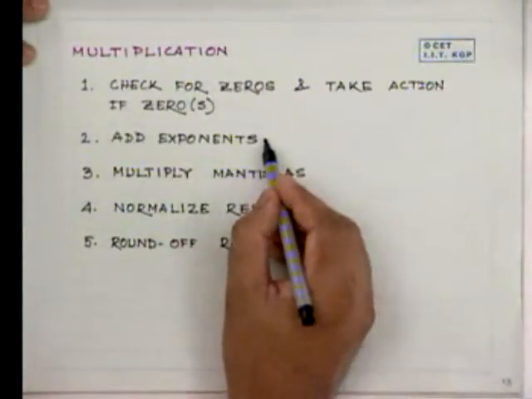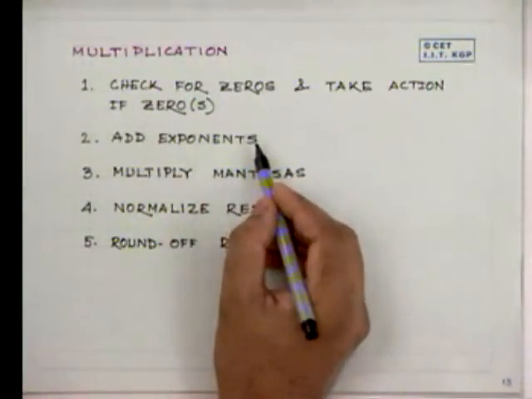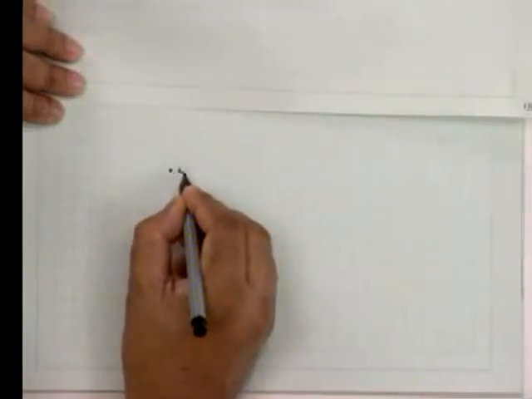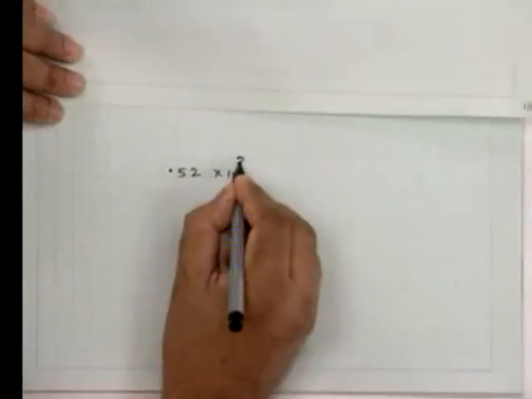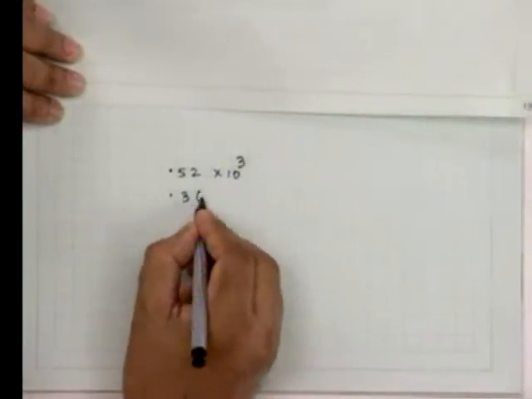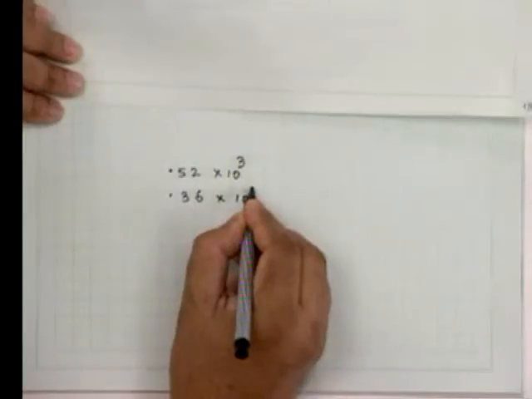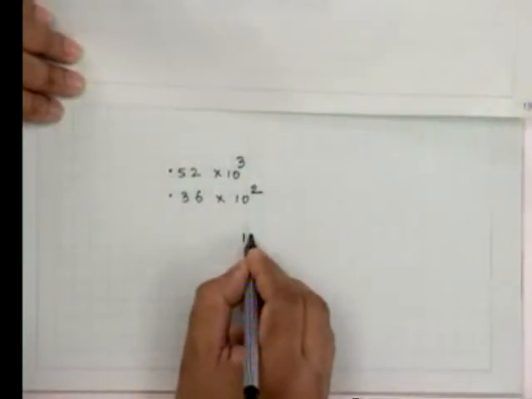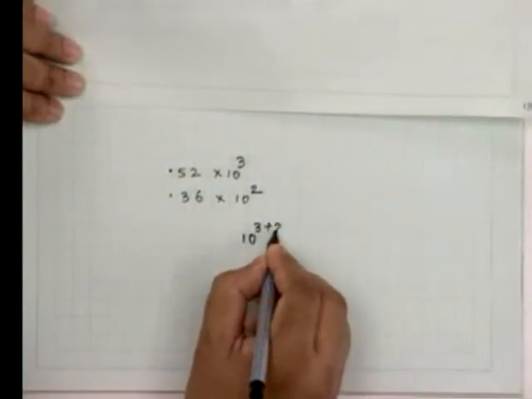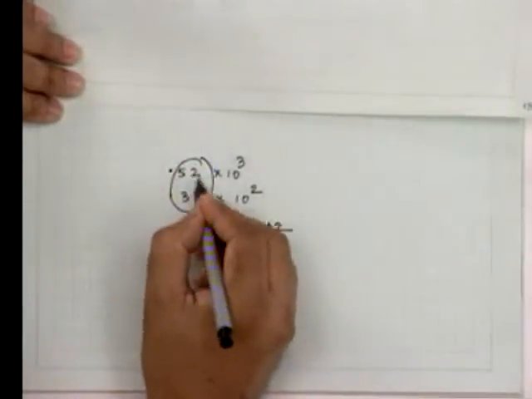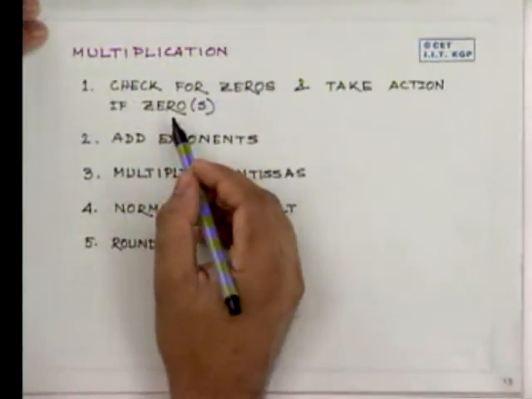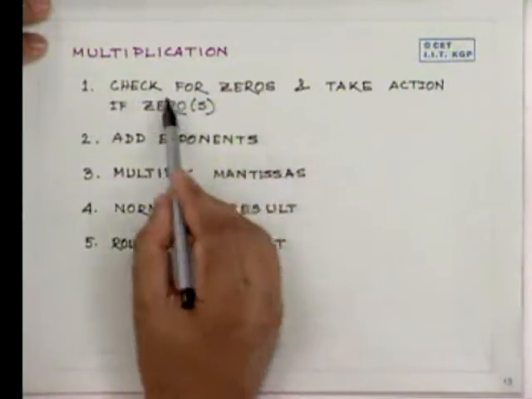Otherwise, we'll have to add the exponents. For example, when we multiply two numbers, say, in the case of decimal numbers, 0.52 into 10 to the power 3 and 0.36 into 10 to the power 2, then if we want to multiply them, we have to do addition here, 3 plus 2, and these two mantissas are to be multiplied. Okay, this is what has been done here.